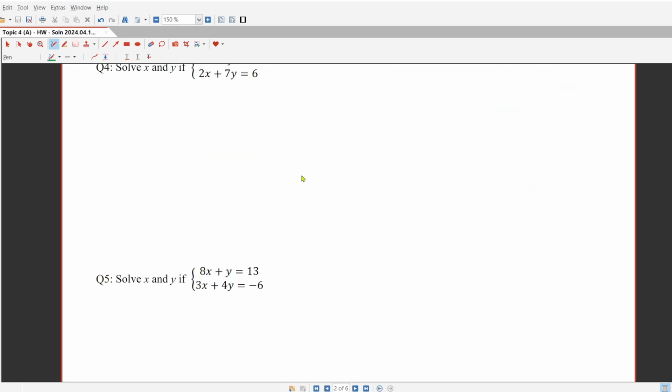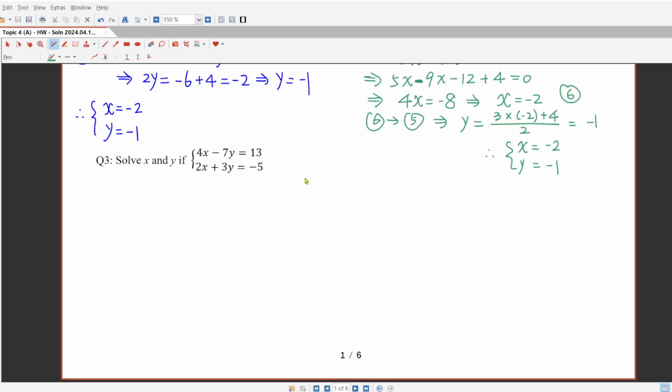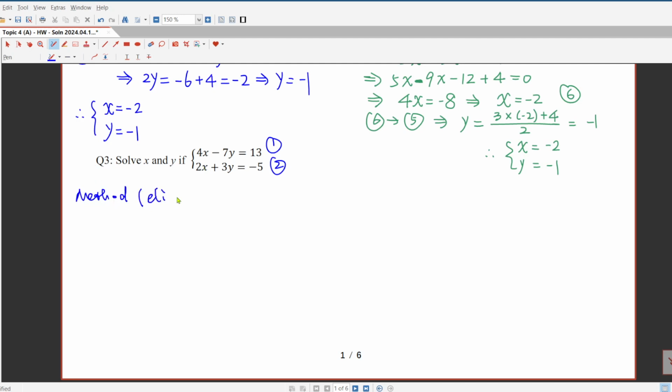Alright, then if no questions, let's have a look at the next one. Question number 3. Again, a system contains two linear equations, right? So let's call them equation number 1 and 2. And this time, let's use the elimination method first.